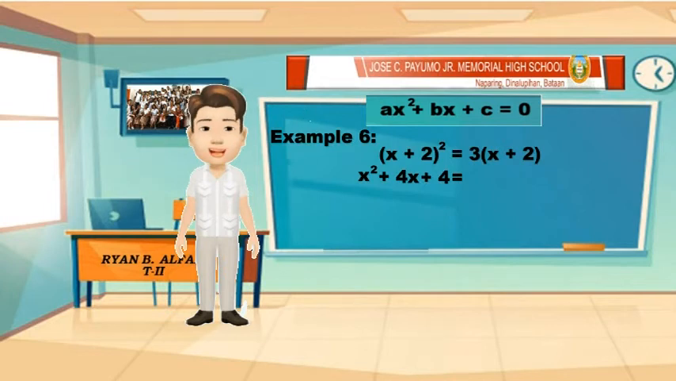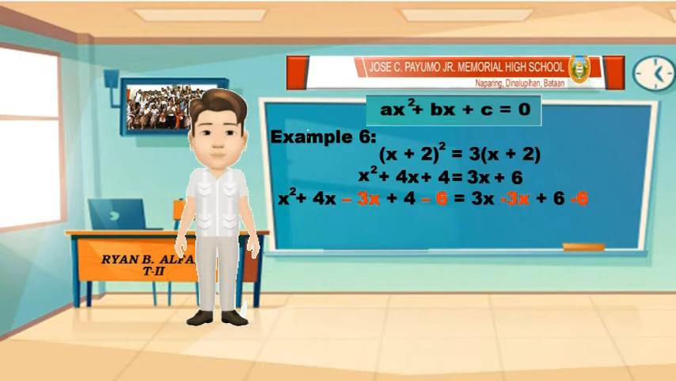Then on the right side, distributive method, we have 3 times x, we will have 3x. Then 3 times 2, we will have positive 6. Then looking at the right side, it must be 0 but we have 3x plus 6. So any idea how to eliminate 3x plus 6? Very good. We have to subtract 3x to eliminate 3x. Then we have to subtract 6 on both sides to eliminate 6.